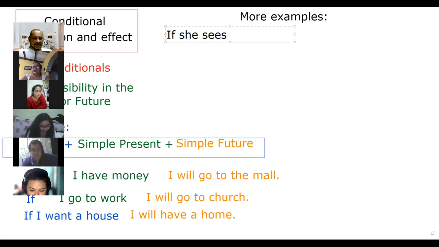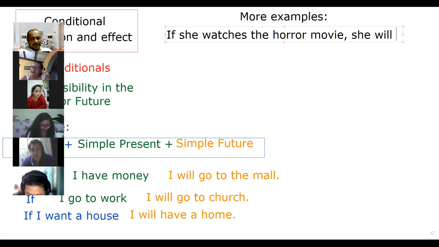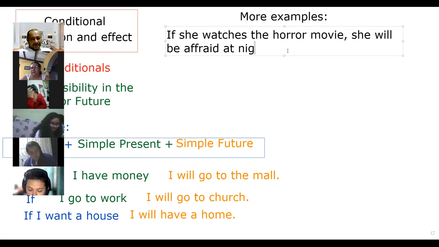If she sees the horror movie. Okay, if she watches, okay, if she watches the horror movie. She will be scary at night. She will be afraid at night, okay? She will be afraid at night. Good job, okay? Very good. And Nancy, give me your example, Nancy.